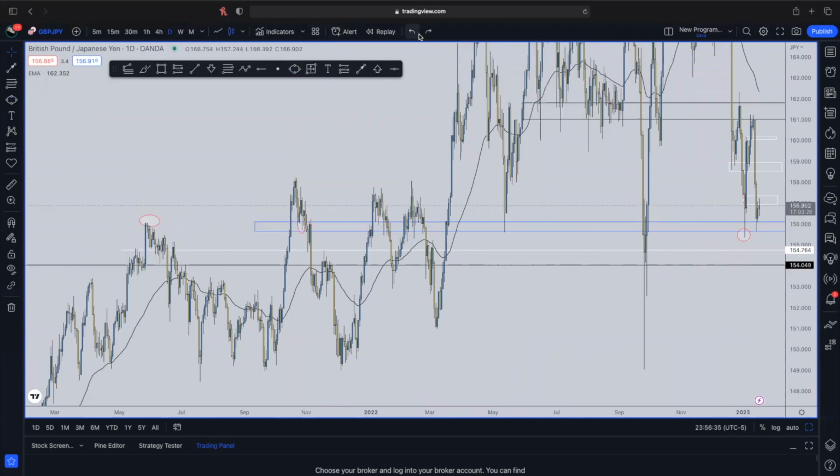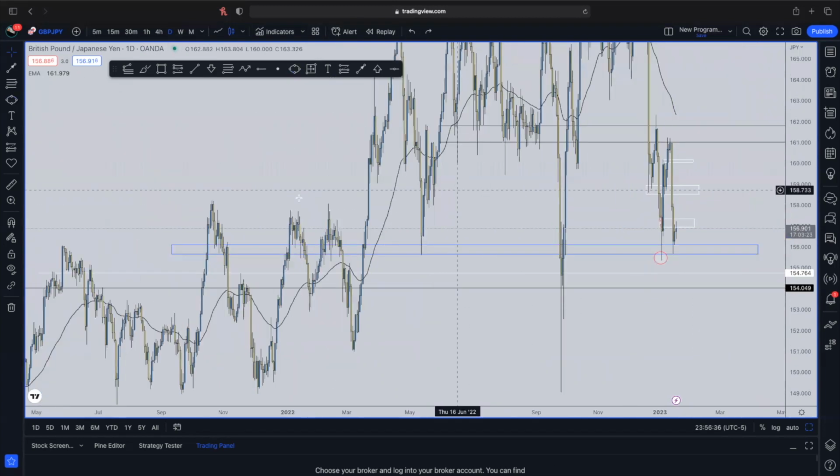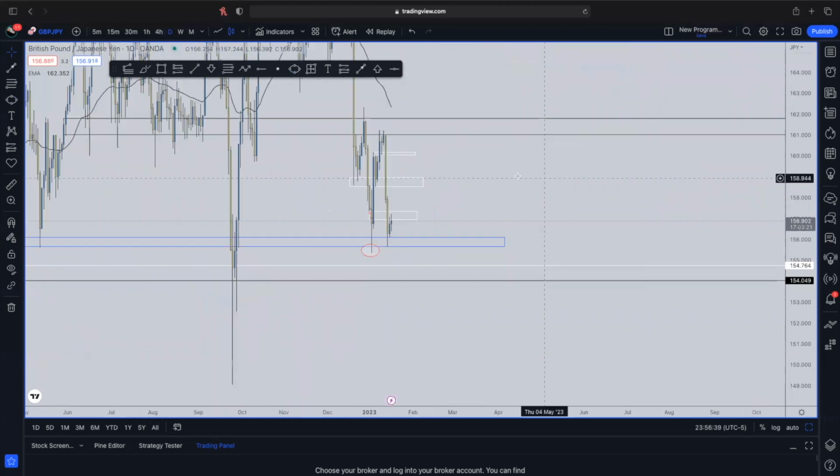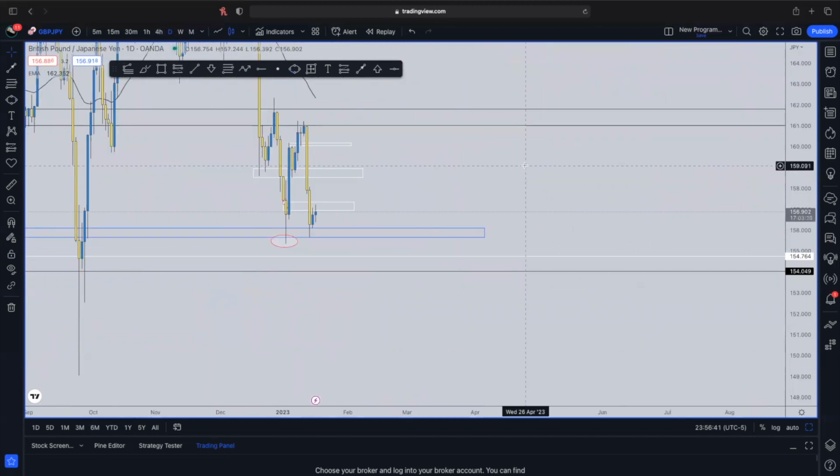So we're hovering above this area, right? I don't want to take any shorts until we break under this area and retest, because we are above a key area. So again, if I want to run, I'm not going to run through a wall. I'm going to wait till that wall is broken, and then we're going to keep running, right? I don't want to run into a wall.